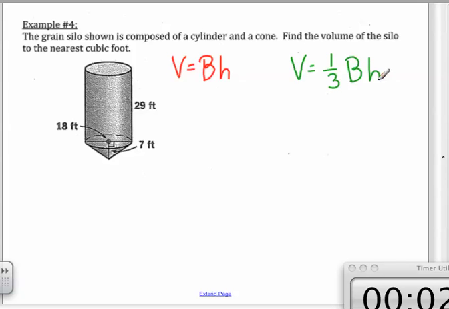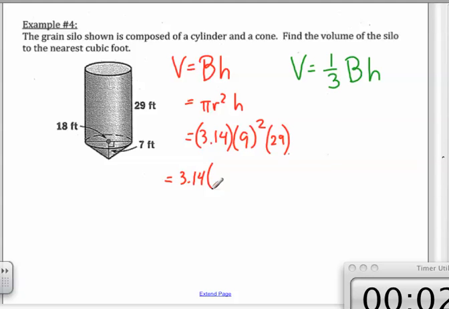So anyway, let's do this. I'm going to work with the cylinder first. The area of the base is a circle, so it's going to be pi r squared times the height. What am I going to replace pi with, Zachary? You replace pi with 3.14, that's what we're going to use. What do I replace the radius with? Teddy? 9. 9, because they gave us a diameter, so we just halved it and got 9. And then we're going to multiply by the height, which is 29. So that'll give us the volume of the cylinder. That's going to give me 3.14 times 81 times 29.